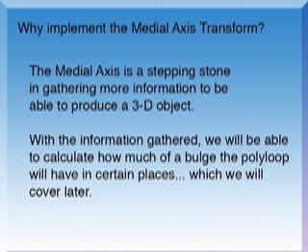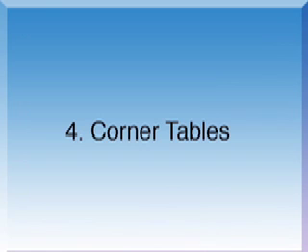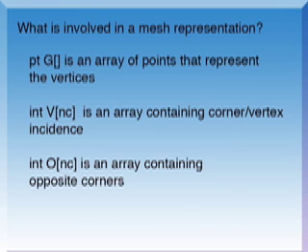The medial axis will become useful later on as it helps us gather information to create a 3D object. For example, the information gathered will help us calculate how much of a bulge a polyloop will have in certain places, which will come later on. When drawing a mesh, it will be very useful to store extra information about the mesh. There are 3 basic array structures that are used in mesh representation. The first is the geometry array, which contains the points that represent the vertices.